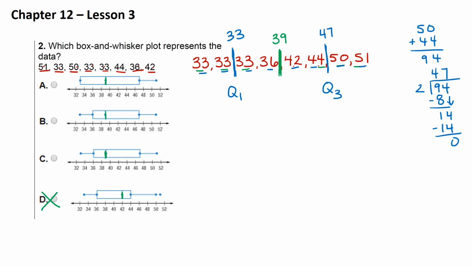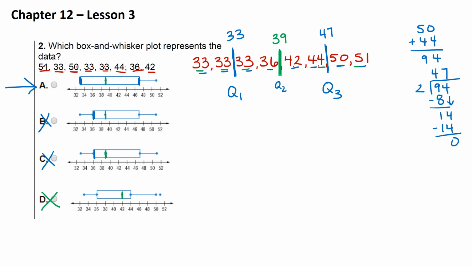And just so you know, this is quartile 2, but it's the median. So quartile 1 is 33. So A is 33, but B is 36. So I'm going to eliminate that. And C is 36. So I'm going to eliminate that. Now let's make sure that A is the correct choice. We're looking for quartile 3 as a 47, and yep, it's 47.